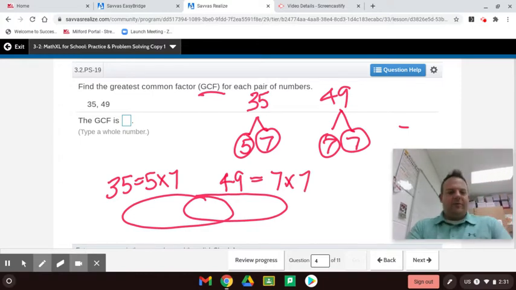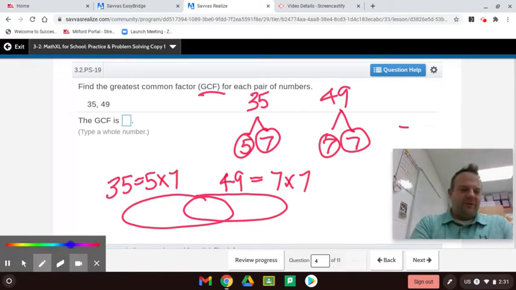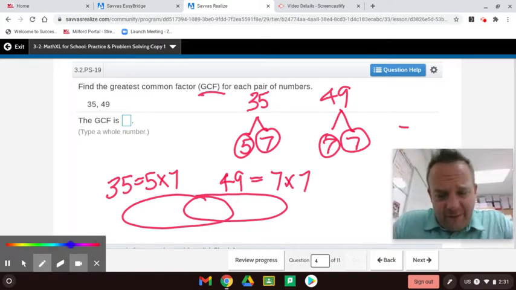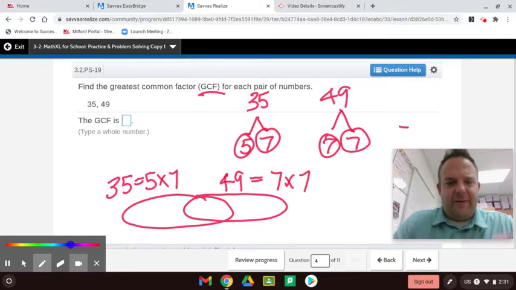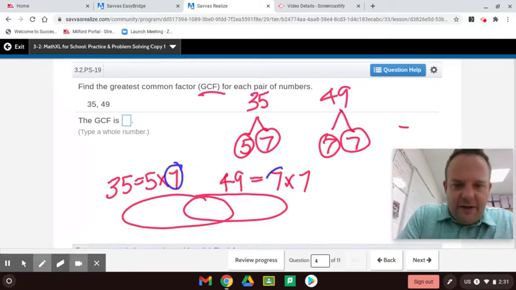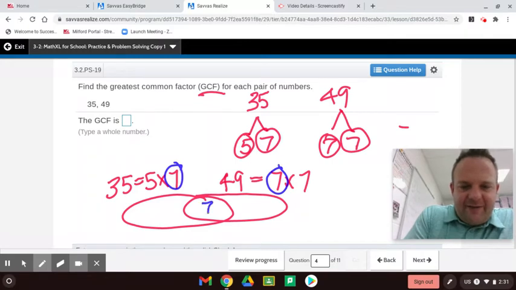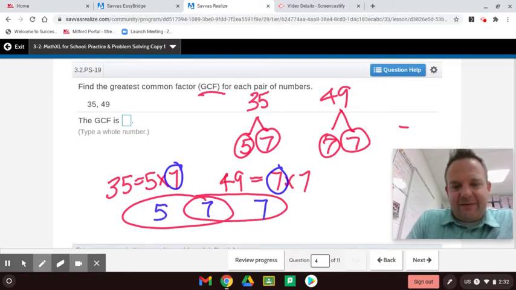Okay, here's what we do, guys. I'm going to switch colors to make points. Find what they have in common. So what factors do 35 and 49 have in common? Do you guys see how they both have a 7? See that there? So the 7 goes there. Notice only one 7 goes there because they have one 7 in common. Now this 5 goes here and this 7 goes there.